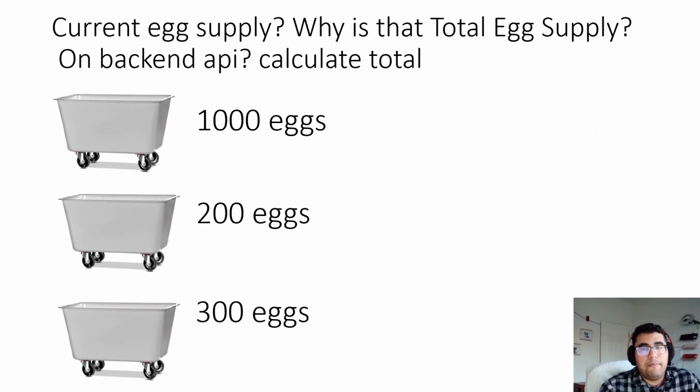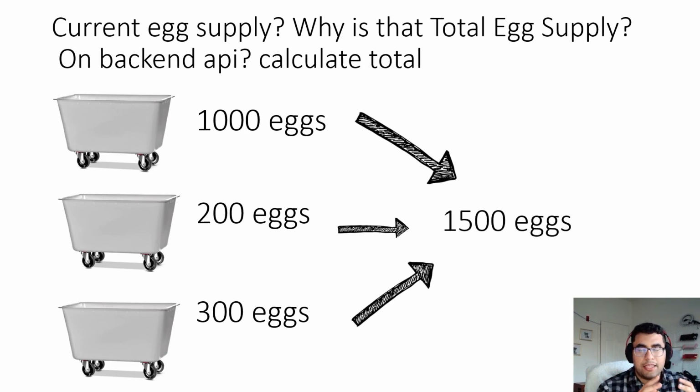Current egg supply. What is the total egg supply? Okay, I could have more than one bin, for instance. I could have 10, 20 bins in this farm. And so I have 1,000 eggs, 200 eggs, 300 eggs. So that means we need to add all these eggs up into a total. That'll tell me how many eggs are in the farm in total.